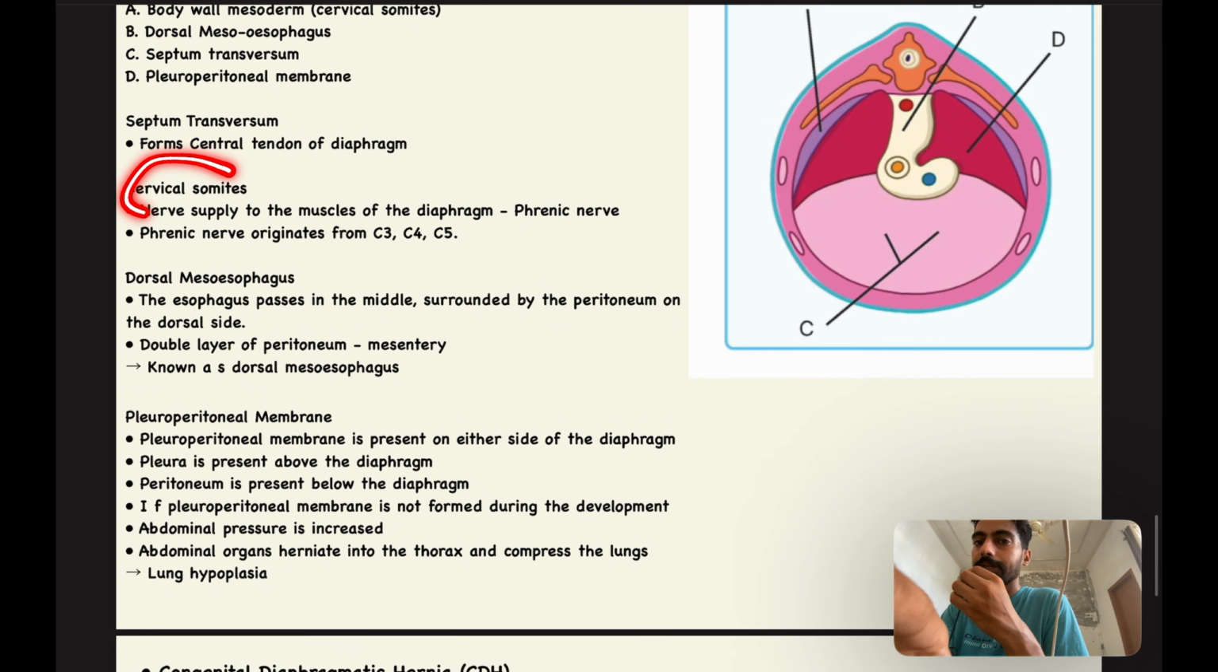Then we talk about cervical somites. Somites, as we discussed in the earlier lecture, form myotome, which forms muscle. So somites will form muscle, which is the muscle of diaphragm. And cervical means that it will get its nerve supply from cervical C3, C4, and C5 vertebrae. It will give origin to the phrenic nerve, and then the phrenic nerve will supply the muscles of diaphragm. So that's why it is called cervical somites.